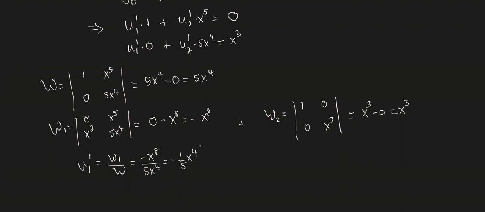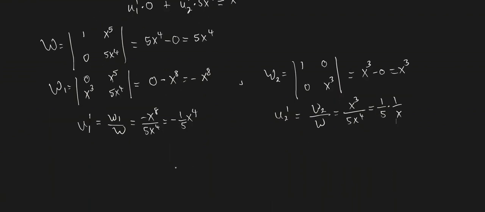Now we like to see this because these are functions that are easy to integrate. And let me write down u2 prime. We can sort of do them in parallel. Then we'll have w2 over w, so x cubed over 5x to the fourth. So this is 1/5 times 1 over x. Again, both of these are relatively easy to integrate. We're going to use our power rule for antiderivatives here.